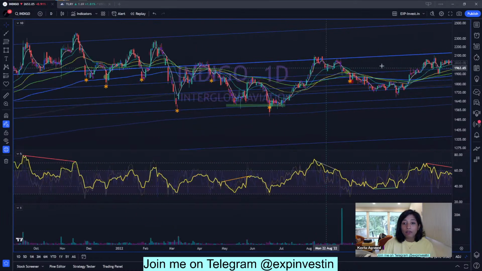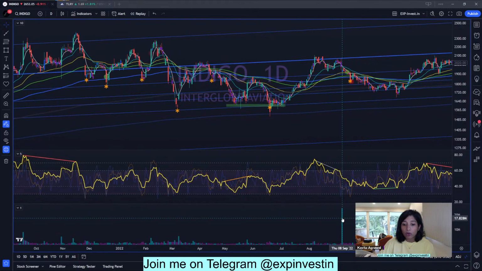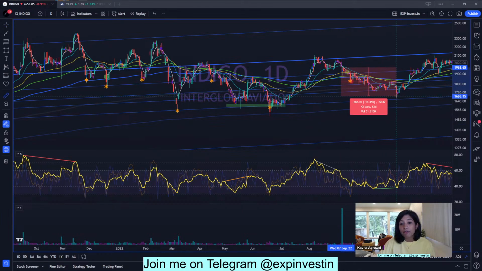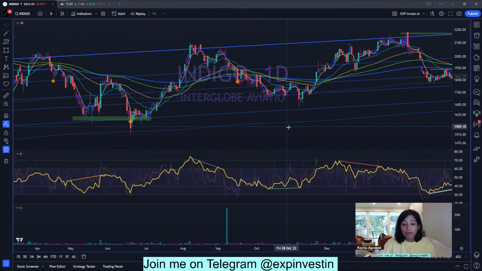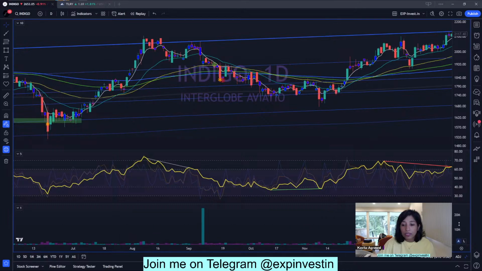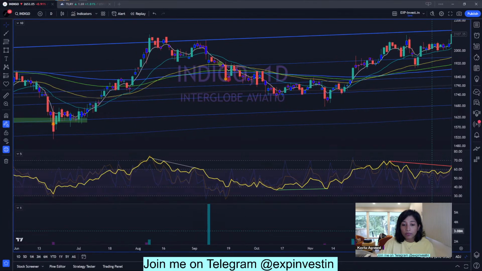And what happened after this big spike in volume came? You can see this big spike on 8th of September 22. The price after this big spike fell nearly 15% in a matter of just 2 months. Okay, and then if we see here, I'm going to increase this so you can see the volume better.